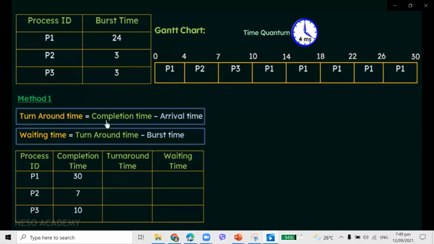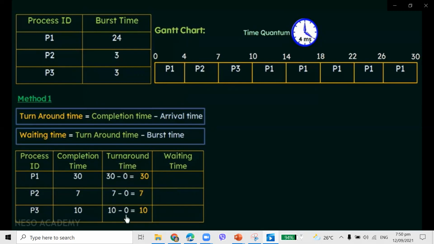The turnaround time for P1 will be the completion time minus the arrival time. What is the completion time? It is 30 milliseconds. Now what is the arrival time? In the question, it was already given that all these processes arrived at time 0. So the arrival times are 0 for all the processes here. So the turnaround time of process P1 will be 30, the completion time, minus 0, which is 30 milliseconds. Similarly for P2, the turnaround time is the completion time 7 minus 0, which is 7 milliseconds. And for P3 also, the turnaround time will be the completion time 10 minus the arrival time 0, that is 10 milliseconds. Alright, so we can easily calculate the turnaround times like this. In this question, the arrival times were all 0.